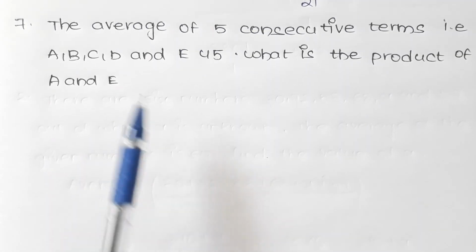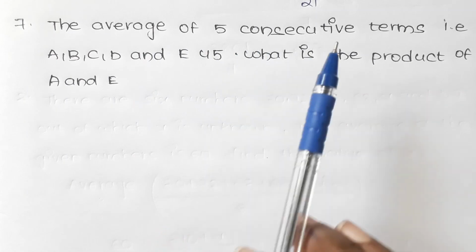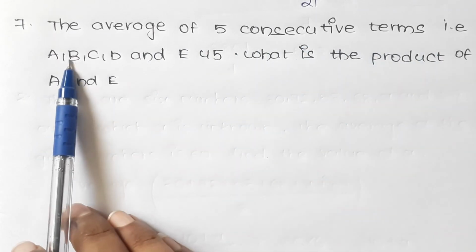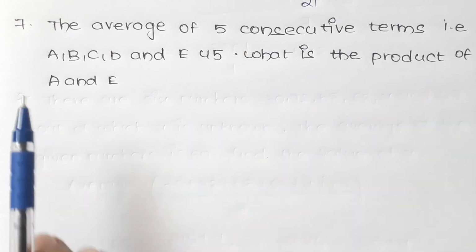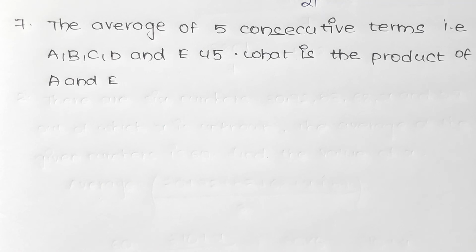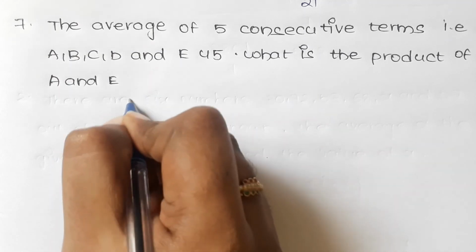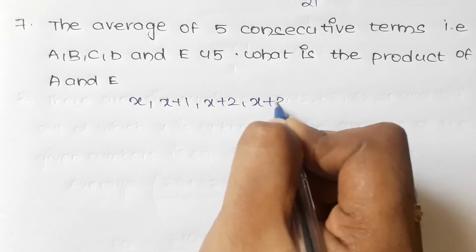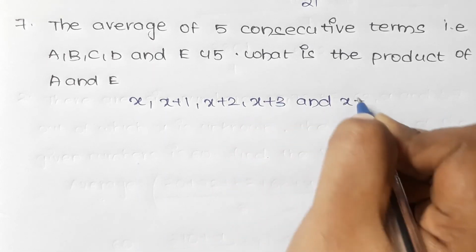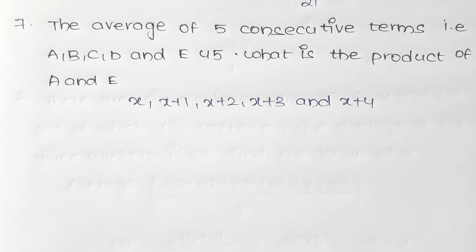And here is another one: the average of 5 consecutive numbers, that is A, B, C, D and E, is 45, and find the product of A and E. Here they asked to find the average of consecutive terms. We know that consecutive numbers are nothing but side by side numbers. And now let us take 5 consecutive numbers, that is x, x plus 1, x plus 2, x plus 3 and x plus 4. These are the 5 consecutive numbers.